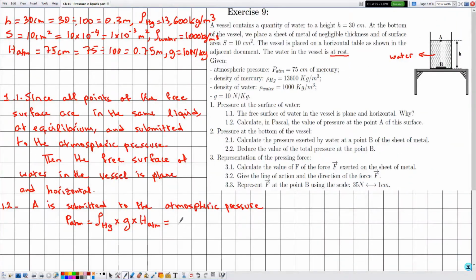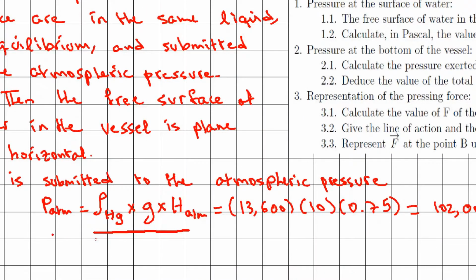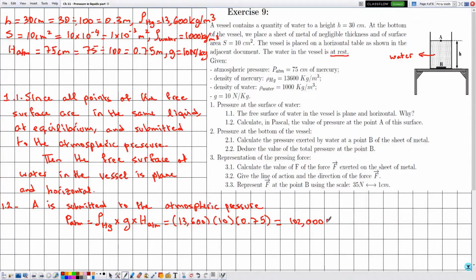Now the value of rho Hg is 13,600, the value of G is 10, and the atmospheric height is 0.75. Plugging this into the calculator, the atmospheric pressure is given by 102,000. Since all of these are expressed in the SI, the value of the atmospheric pressure will be in the SI, which is Newton per meter square, and this unit is usually denoted by Pascal.